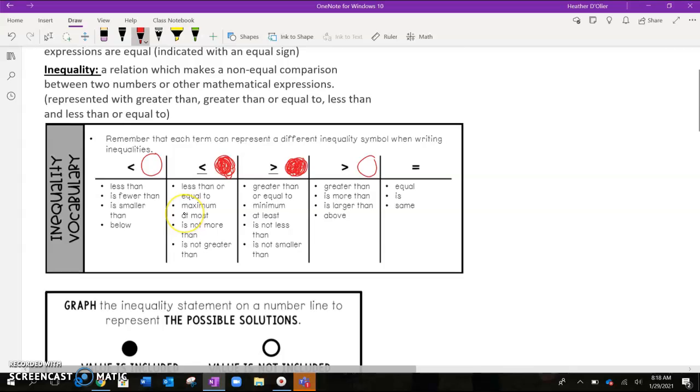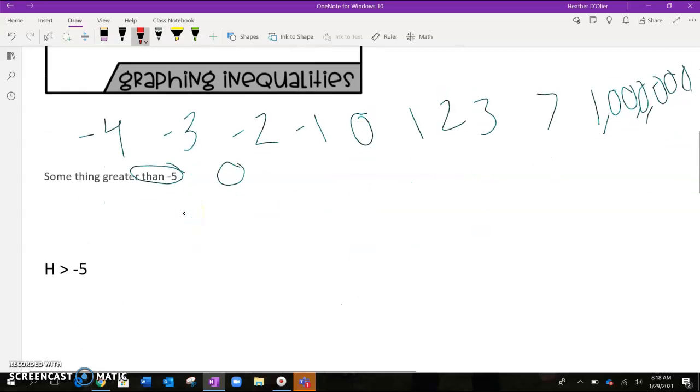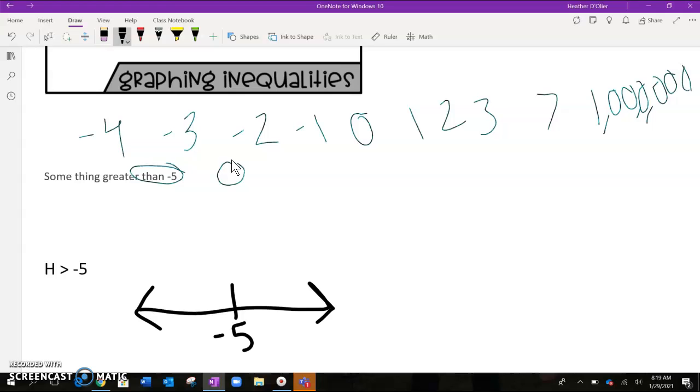I'm going to show you some examples. And I'm just going to make up these graphs. I'm not using an actual number line. I'm not going to include all the numbers, but here it says that h is greater than -5. So I'm going to make my own number line. And I'm just going to put -5 in the center. I know that to the right of it would be -4, to the left would be -6.